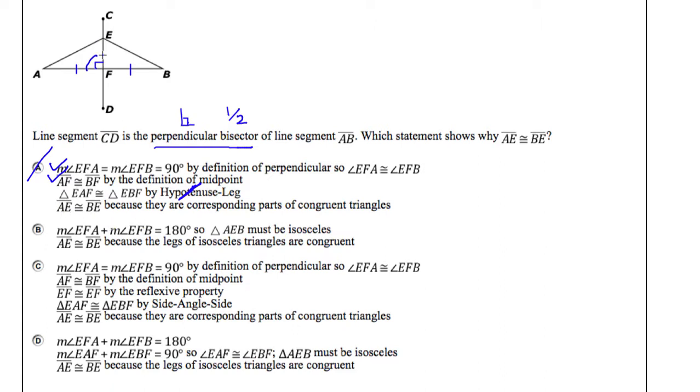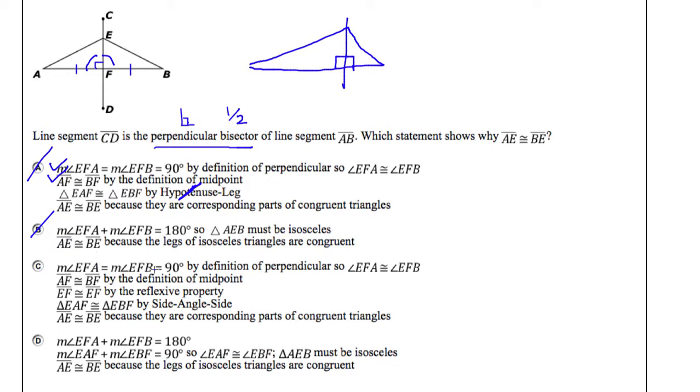All right, B. EFA and EFB. EFA, so it's this angle and this angle add up to 180 degrees. I agree. So AEB must be isosceles. Oh my god, no. That does not work. Okay, so I'll show you why. What if my diagram looked like this? Okay, I think we can all agree that this is not isosceles. But yet this angle and this angle still add up to 180 degrees. Just because those two add up to 180 degrees does not mean I have an isosceles triangle. No.